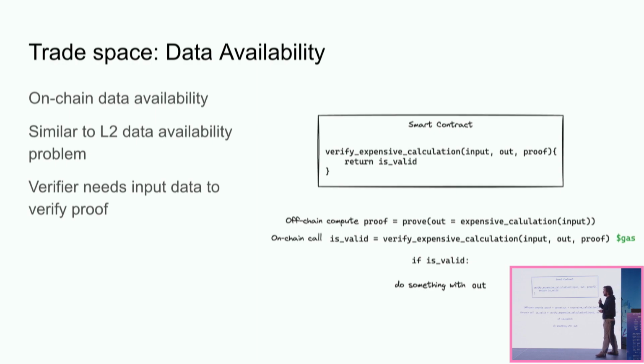Another interesting one here is data availability. Similar to how you have data availability problems with L2s, you have the same kind of data availability problem here, right? To verify your expensive calculation, you need your input data. You need the input data and the output data and your proof, to be able to actually run your verify algorithm. So if this input is very large, that's going to be pretty expensive. There are similar solutions you could use for data availability, right? Maybe you just post all the data off chain, somebody attests to that data, and then you do your verification, assuming that attestation is correct. So there are things you can do here, similar to what L2s are doing.